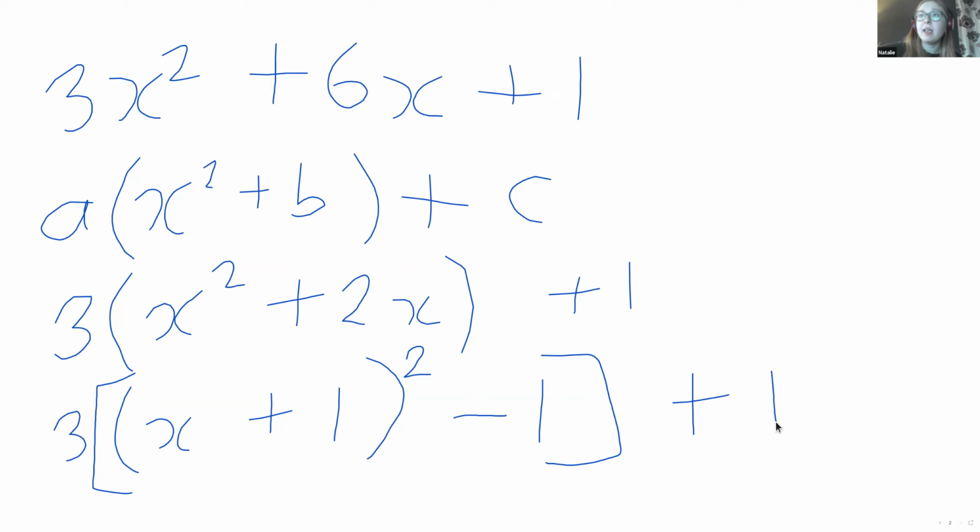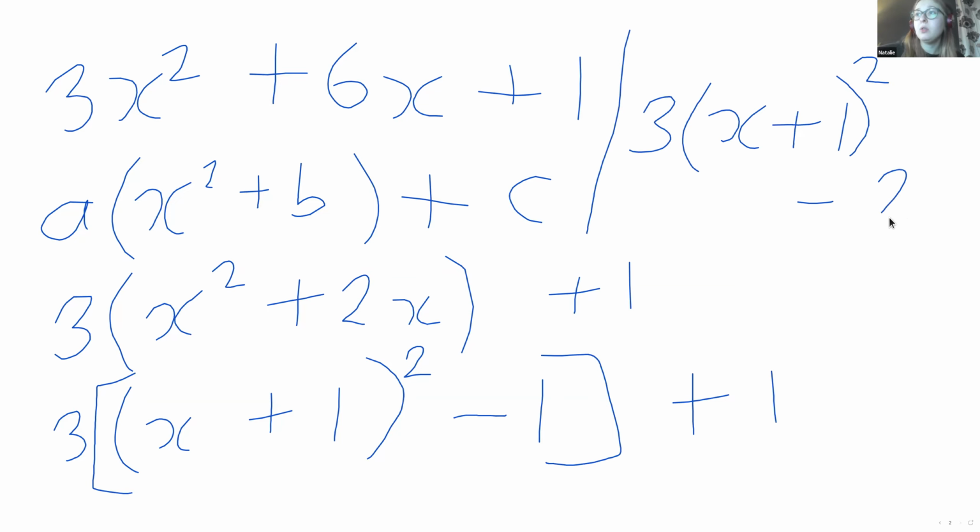And then if we expand that out, we get 3(x plus 1) squared minus 3 plus 1, which is minus 2. And that's it. If we wanted to be extra sure, we would write a equals 3, b equals 1, and c equals minus 2. Again, I told you it'd be quick, but that is a reminder of completing the square.